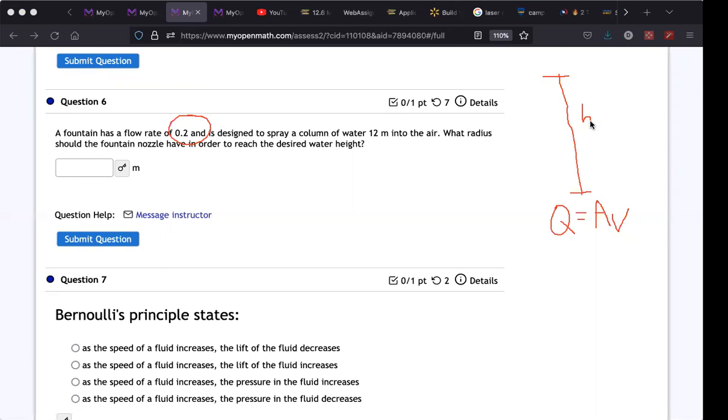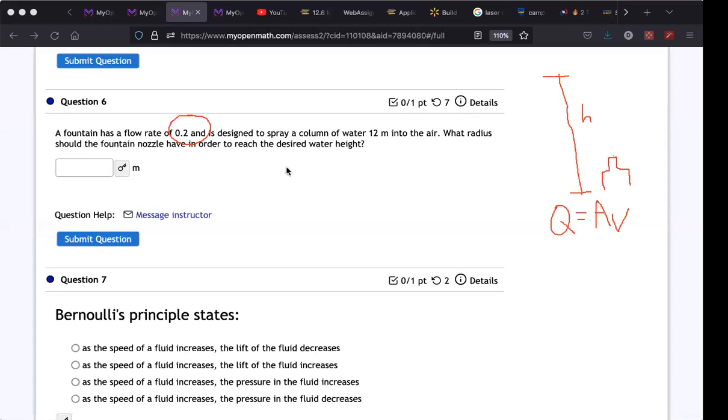And they want to know what is the radius the fountain nozzle should have. So the fountain will have this pipe, and then it'll have a nozzle at the end of it like that. And the Q has to be the same here and here. But what we're looking for is the velocity of it coming out here. We want the velocity as it comes out of the pipe to be fast enough that it will go 12 meters high. And that's going to be a problem for kinematics, right?